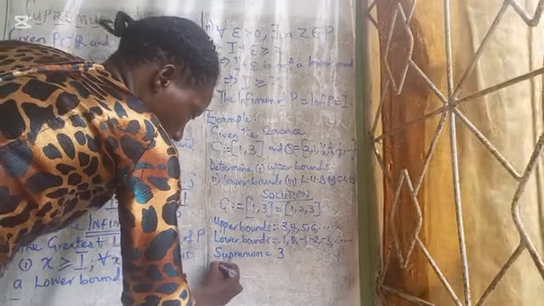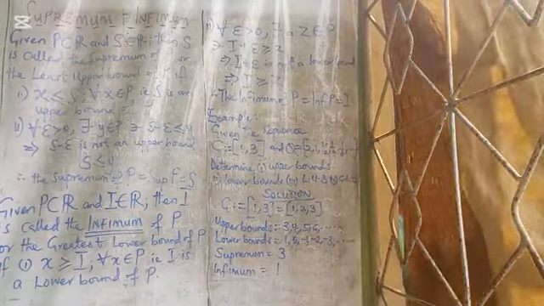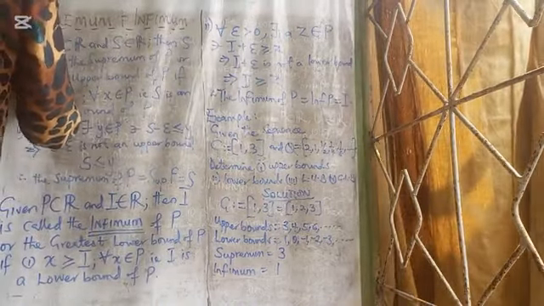And the infimum is 1. That's the greatest of all the lower bounds that we have mentioned. Let's look at the next one.